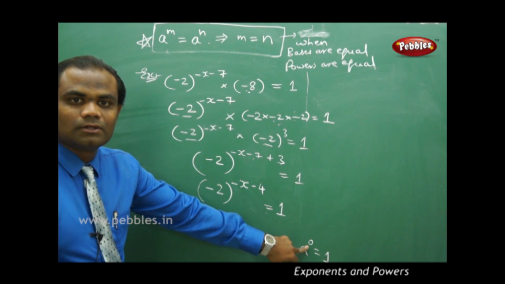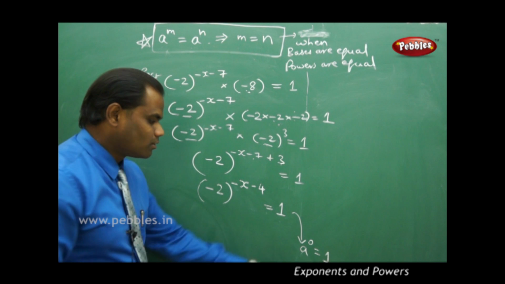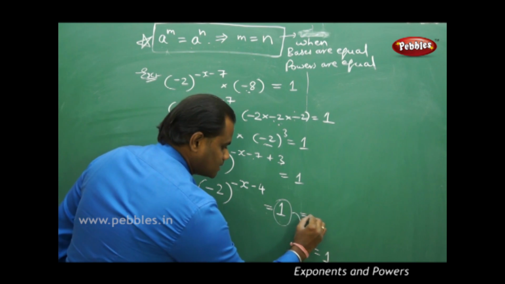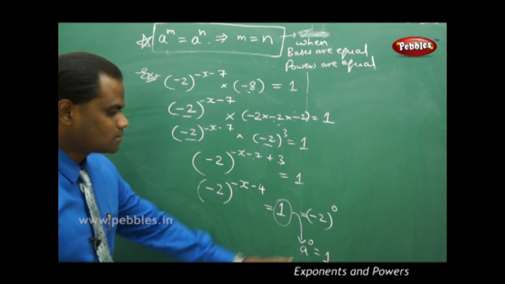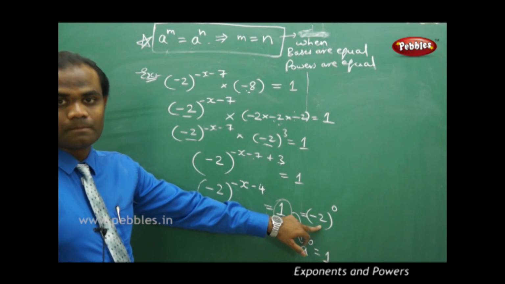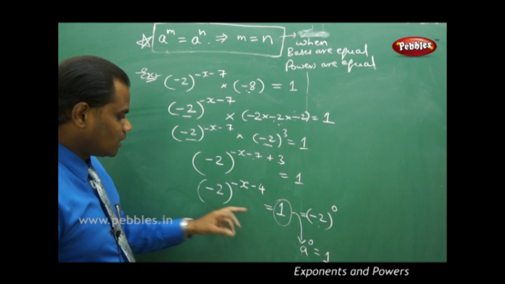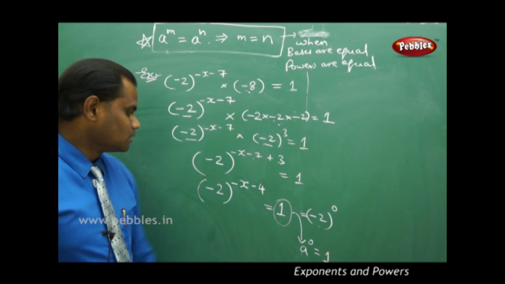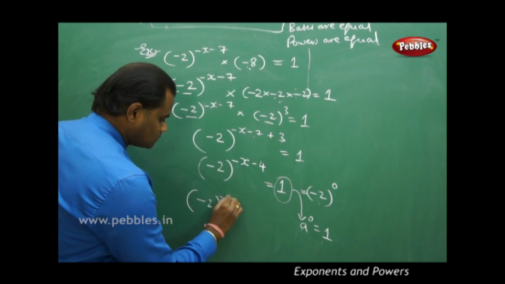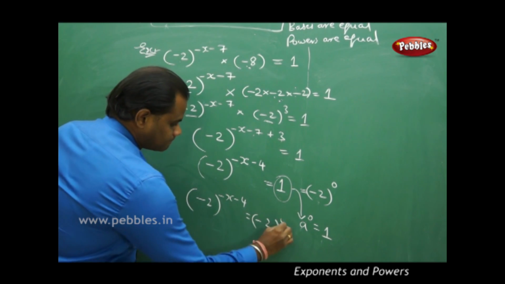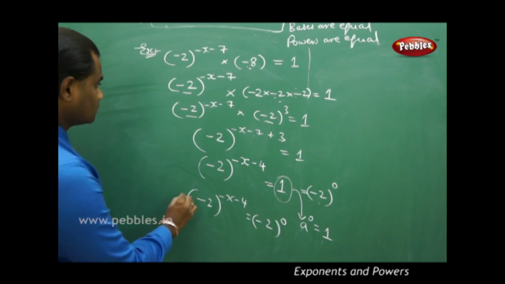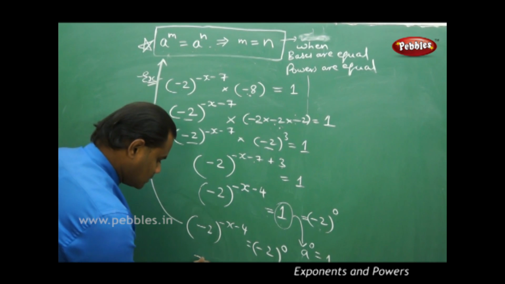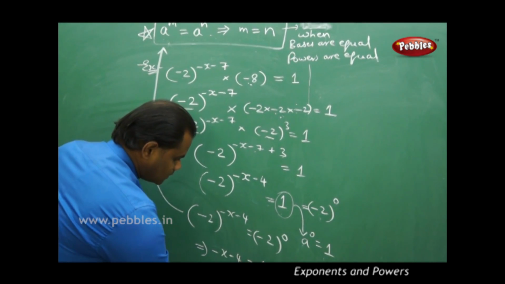It should be 0. So when I compare this with a^0 equal to 1, because I have 1 on the right hand side, I can write this as minus 2 whole power 0, because anything raised to 0 is 1 if that is a non-zero number. So I write 1 as negative 2 raised to 0, because a^0 is 1. Now when the bases are equal, the powers must be equal using the most important property. Therefore, when a^m is equal to a^n, immediately I get m equal to n.